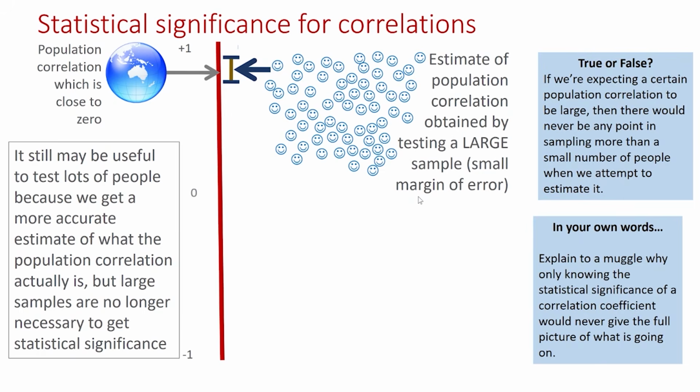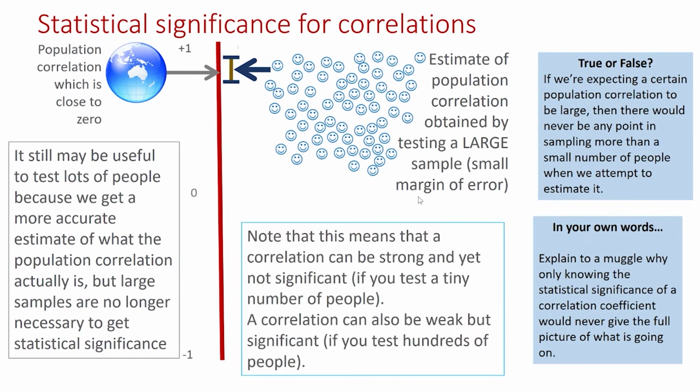So it still might be useful to test lots of people in this situation, because we still are getting a more accurate estimate of what the population correlation actually is, because we've reduced that margin of error. Okay, so we don't need the large sample to get statistical significance, but we still might want a large sample just to get a better estimate of the exact value of the magnitude of that correlation coefficient. So a correlation can be strong and yet not significant if we test a tiny number of people, but a correlation can be weak but significant if we test hundreds of people.